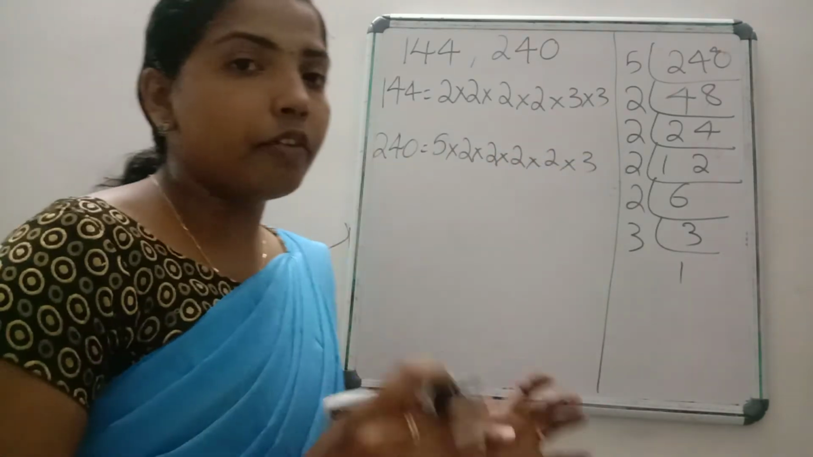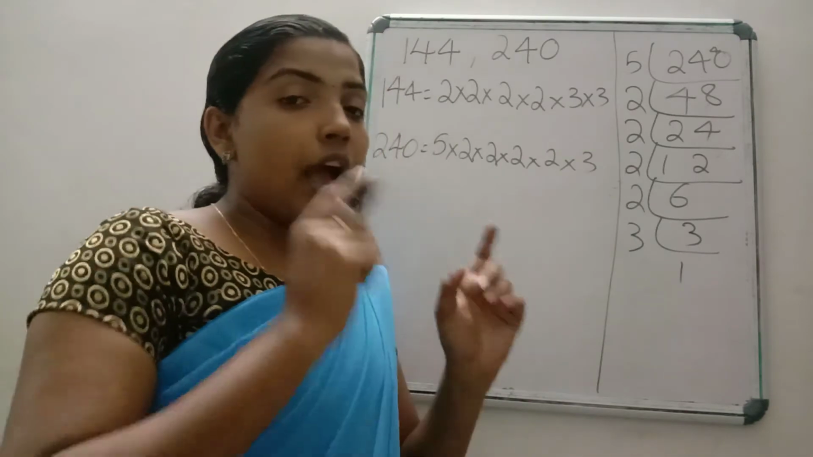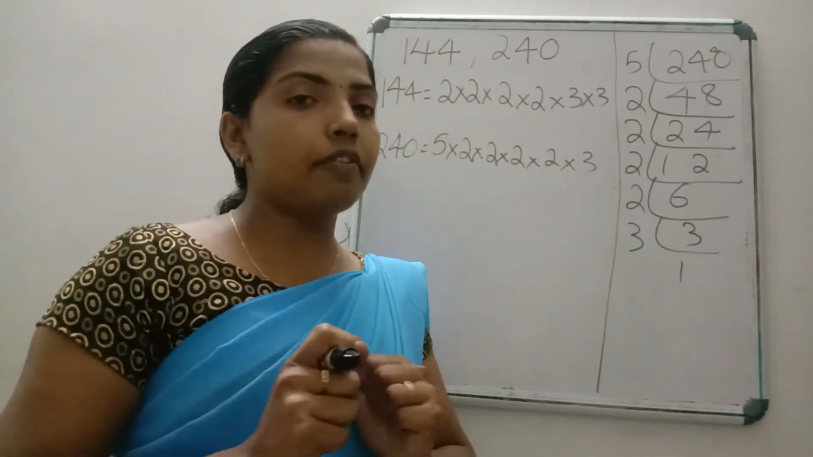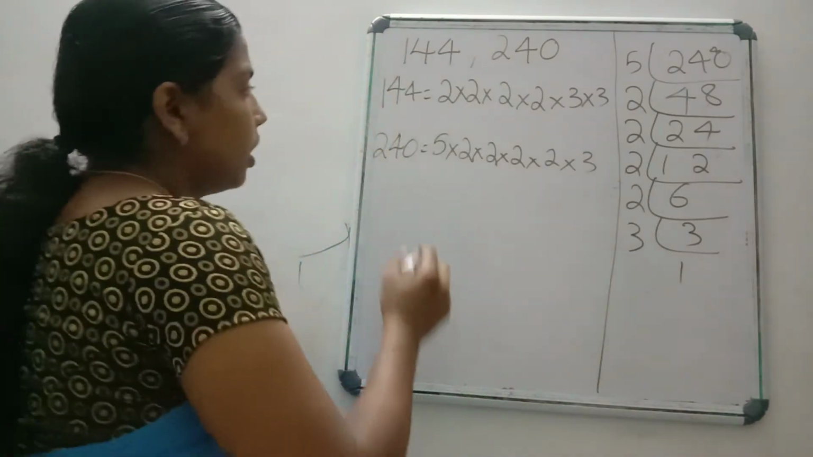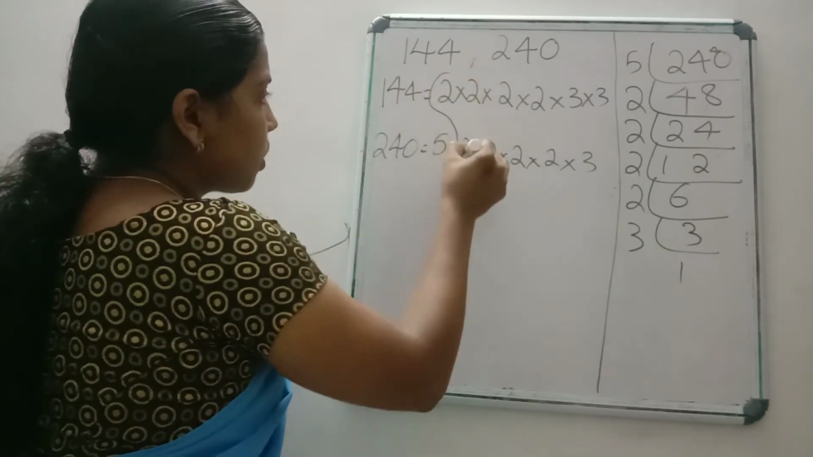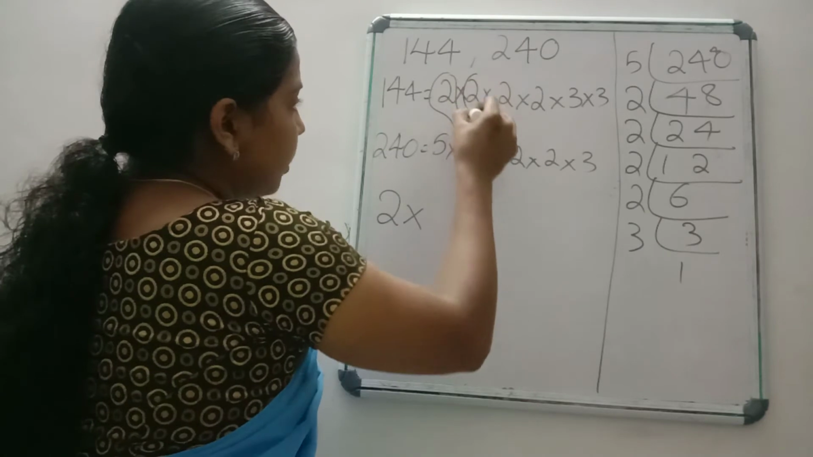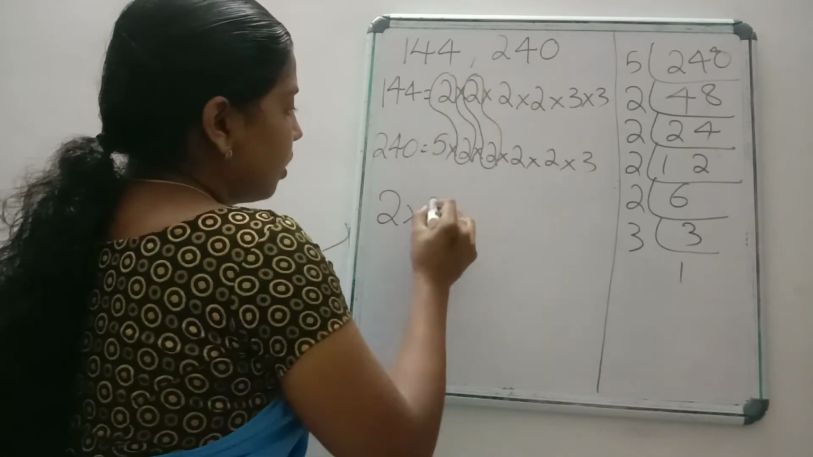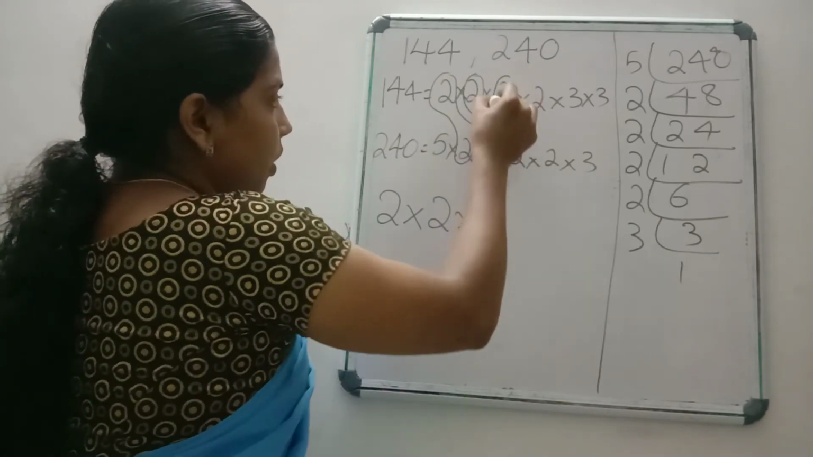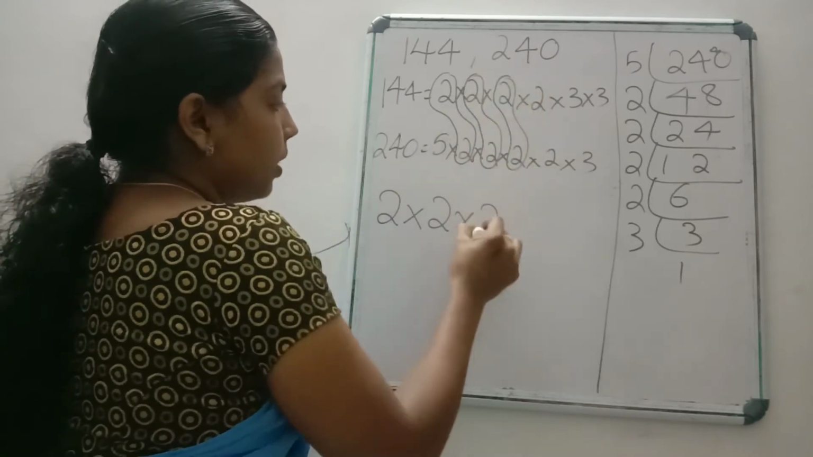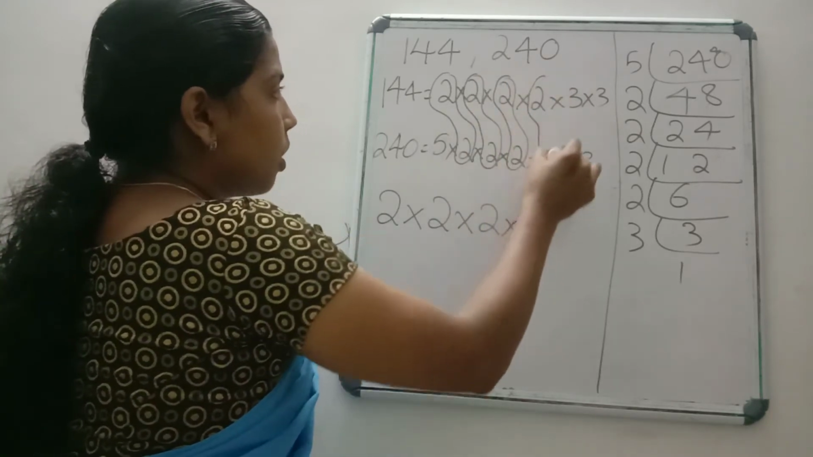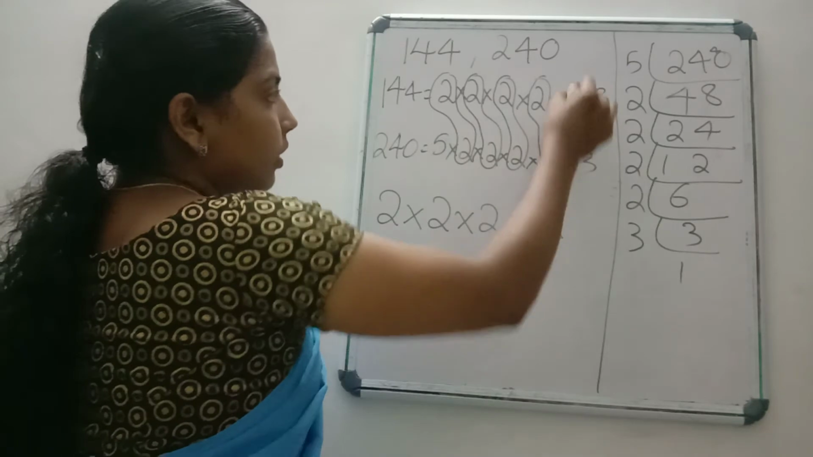Now from this we have to find HCF. So highest common factor. So first you have to collect common factors. So see, 2 is common here. 2 into. Another 2 is common. 2 into. Again 2 is common. Again 2 is common. Then 3 is common.